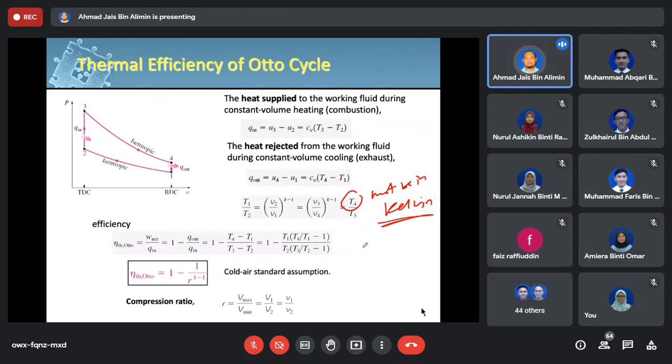So if you are given the incoming temperature as 30 degrees Celsius, you need to add 273, so it becomes 303 Kelvin. Okay, so you use this Kelvin value in the equation, and it must be consistent throughout your analysis.